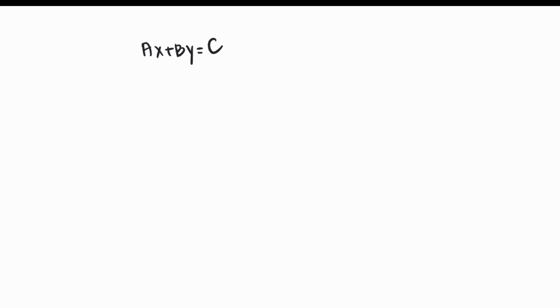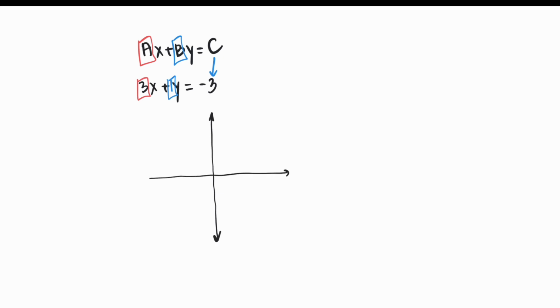And here is the first example, 3x plus y equals negative 3. In this equation, your a is positive 3, your b is 1, and your c is negative 3. These numbers don't really tell us much about the line, unlike the slope and the y-intercept. So here is how we will be graphing the lines that are given to us in standard form.